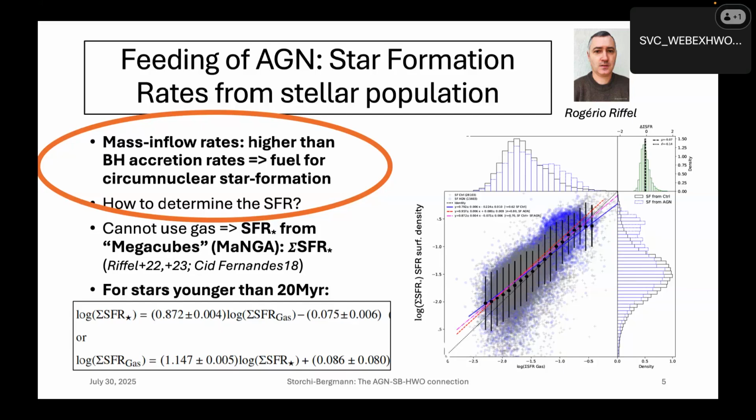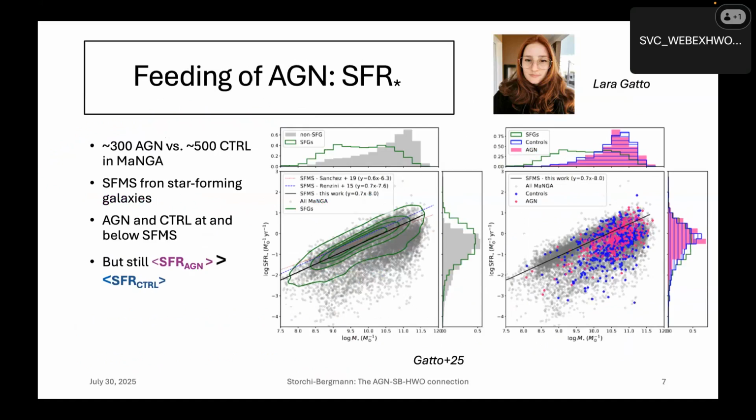One work that we have recently finished was to use 300 AGN and a control sample of approximately 500 control galaxies from the MaNGA survey. I don't know if people are familiar with the MaNGA survey. It's an integral field spectroscopy survey of the Sloan Digital Sky Survey. So we used this method to obtain the star formation rate in AGN.